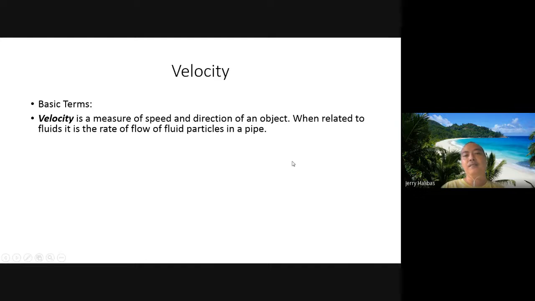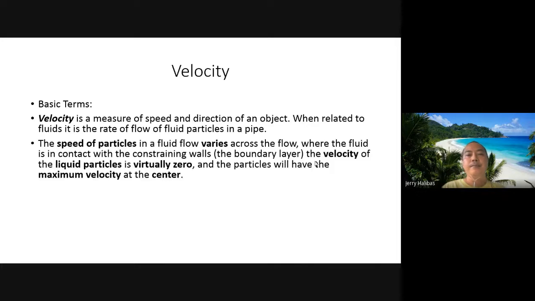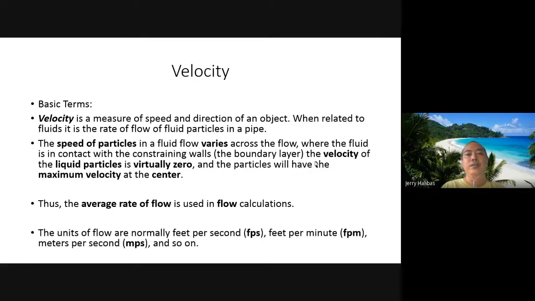Velocity is a measure of speed and direction of an object. When related to fluids, it is the rate of flow of fluid properties in a pipe. The speed of particles in a fluid flow varies across the flow. Where the fluid is in contact with the constraining walls, such as the boundary layer, the velocity of the liquid materials is virtually zero and the particles will have the maximum velocity at the center. Thus, an average rate of flow is used in flow calculations.